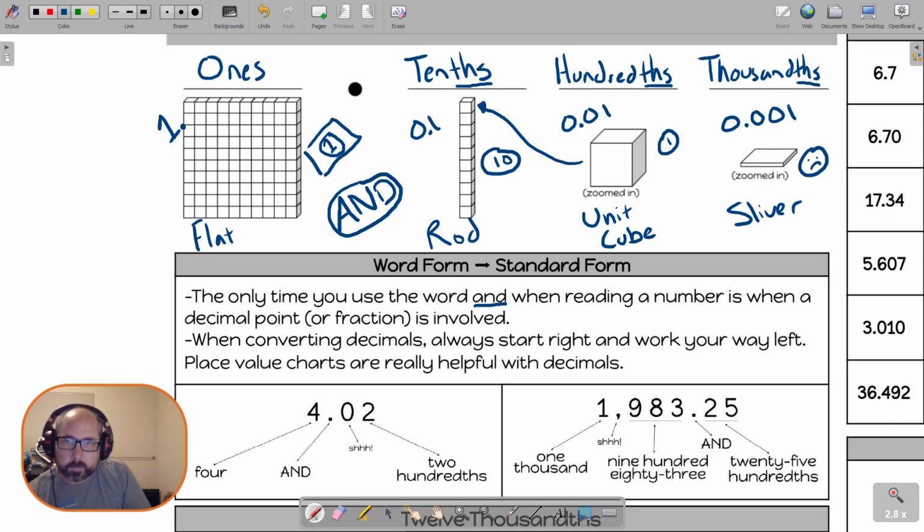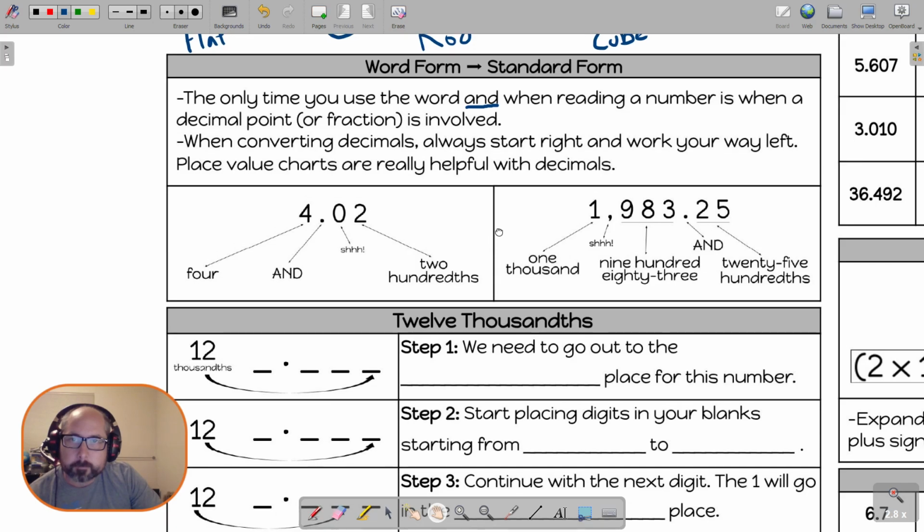And we're only going to say this word when you see a decimal point. You don't want to say it anywhere else. Even when you have whole numbers, you don't say it, which a lot of people do. Even adults do that. And the only time you use "and" is when we have a decimal point. Okay, so we got that.